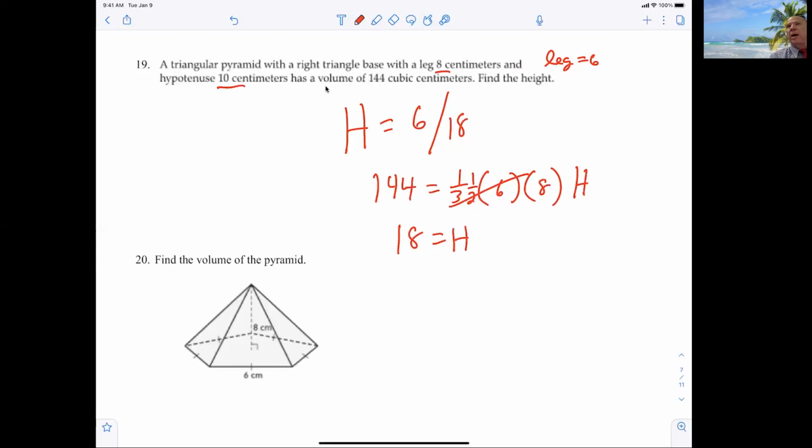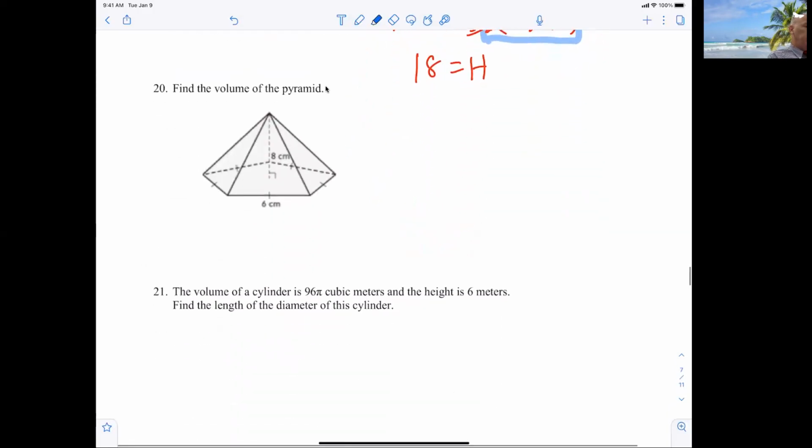Is that all right? Whoever says 6. Does anybody have any more issues with that? We did 1/3 times, and this is the formula for the base, 1/2 times 6 times 8. Is that okay? Did I answer your question? You good? All right.